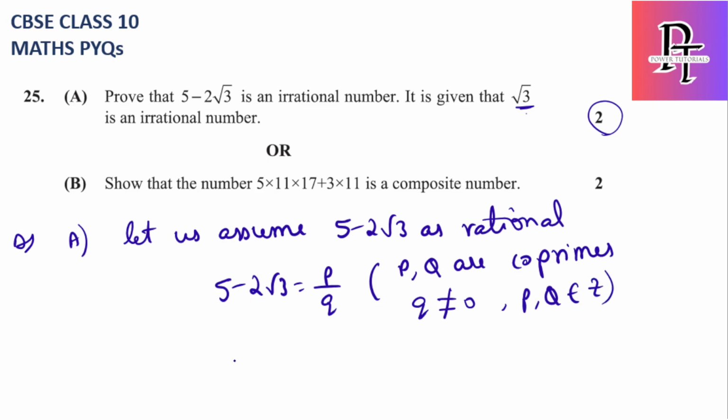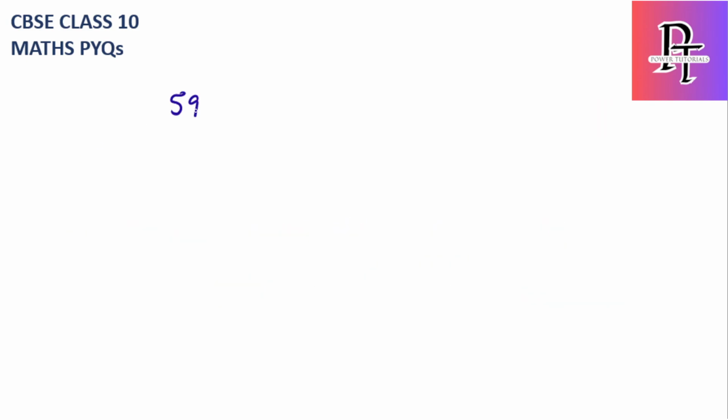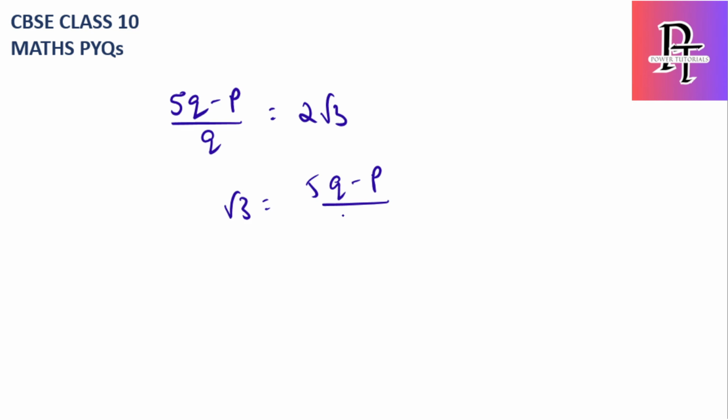Okay, now let's write. We will use the concept that root 3 is irrational. To get that, you have to write root 3 in terms of other terms. For that, first of all, I will just swap: 5 minus P by Q equals 2 root 3. If it moves to the left side it becomes minus, if it moves to the right side it becomes plus. Now take LCM, it becomes 5Q minus P by Q is equal to 2 root 3. So if I write root 3 now, this becomes 5Q minus P by 2Q.